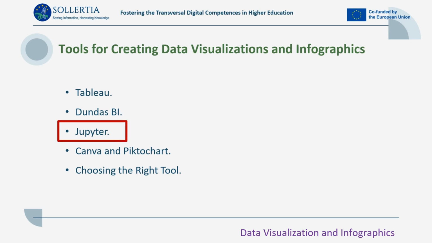Jupyter is an open source tool designed for data analysis and visualization using code. It supports various programming languages like Python and R, and it allows users to create complex visualizations with libraries like Matplotlib, Seaborn, and Plotly. Jupyter is ideal for users who prefer coding and need customizable, detailed visualizations. However, it lacks a graphical interface and is better suited for technical users.